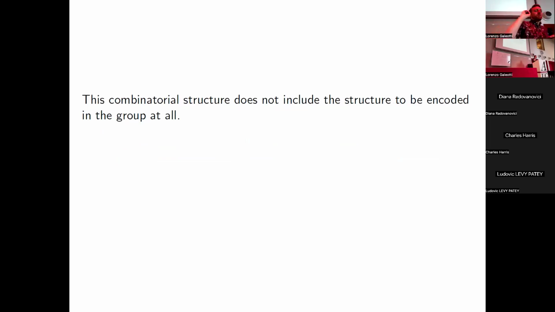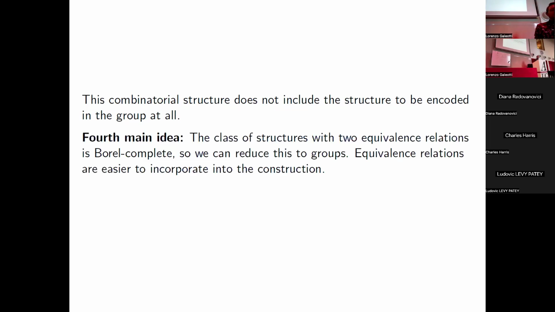This combinatorial structure I talked about doesn't really include the structure to be encoded in the group at all. To do that, you have to include some more stuff about how the equivalence relations are going to behave to code the group. The fourth main idea maybe is that there's a really natural way to do that, which is instead of reducing graphs to groups, we should reduce structures which have 2 equivalence relations. And it turns out that this is Borel complete. So you've already got equivalence relations reducing, you're turning them into equivalence relations, and it turns out to be a little more natural to incorporate into the construction.